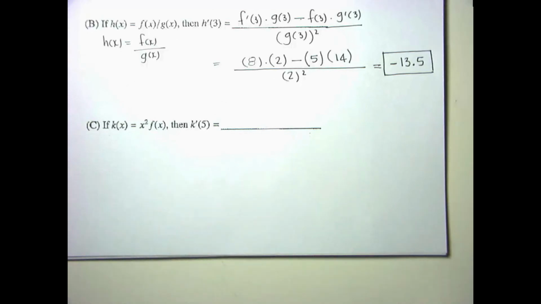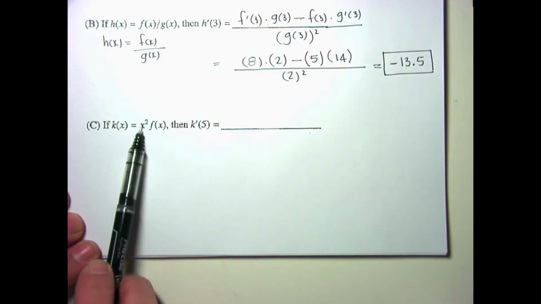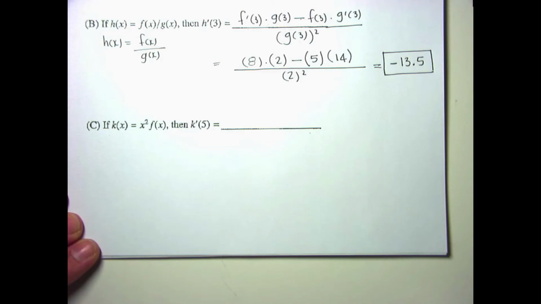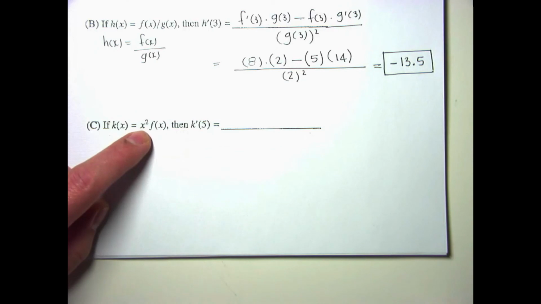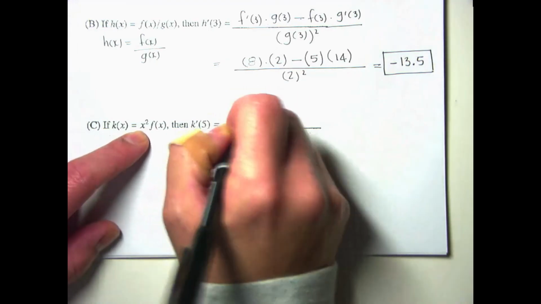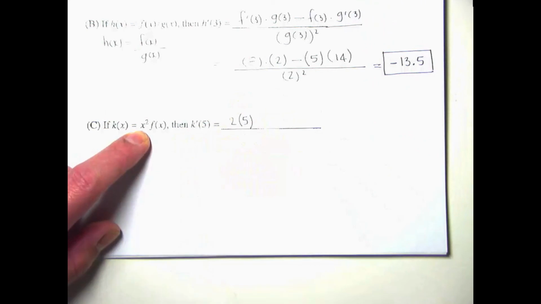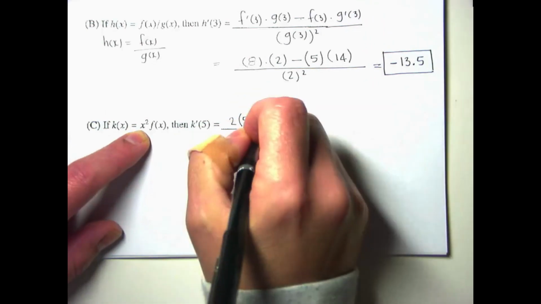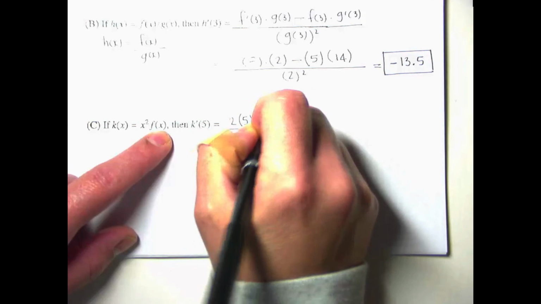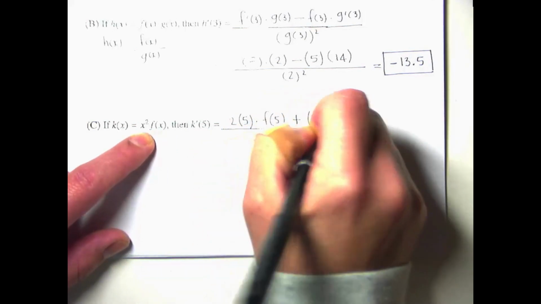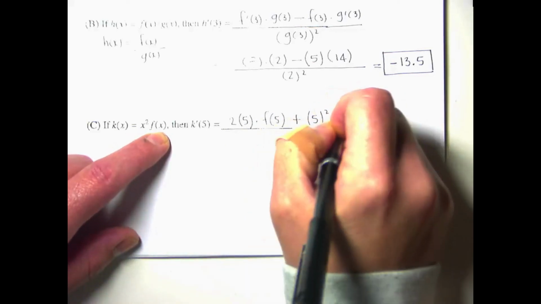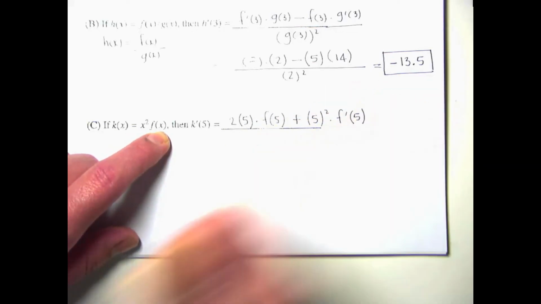All right, number C says if k of x is equal to x squared times f of x, then k prime of 5 is equal to what? So they defined a new function here for me. I'm going to have to use the product rule because I have a product between two things. So k prime of 5 will be derivative of the first. The derivative of x squared is 2x. I'm going to go ahead and plug that 5 in, so it'll be 2x, derivative of the first, times the second, f of 5, plus the first, x squared, times derivative of the second, f prime evaluated at 5.